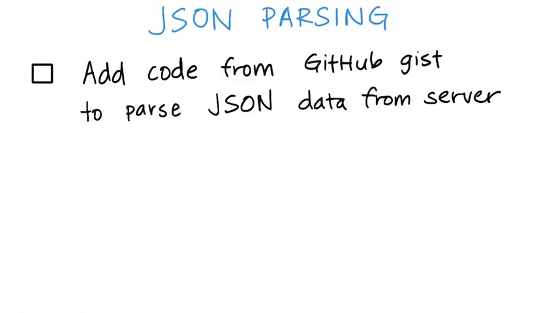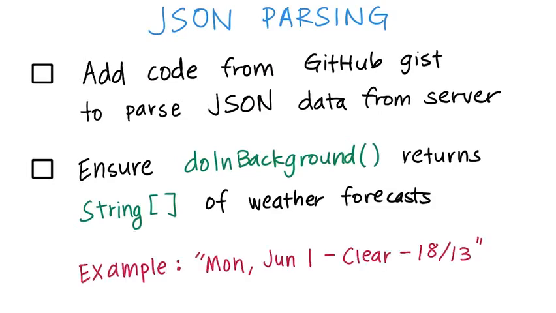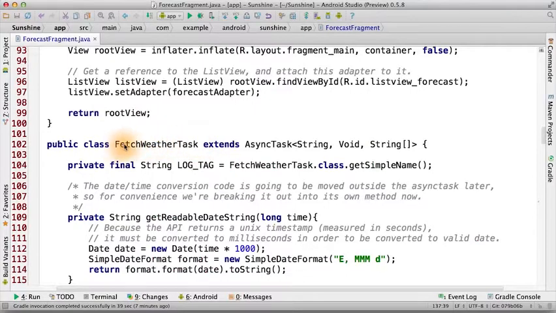Update the fetch weather task to use these helper functions, and the doInBackground method should return a string array of forecasts. You can log the output to check that the array is correct. The format of one day's forecast should look like this. We want the fetch weather task to return an array of string forecasts. That means we need to modify the return type of the async task.